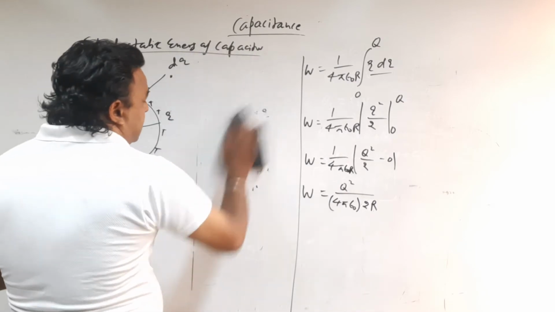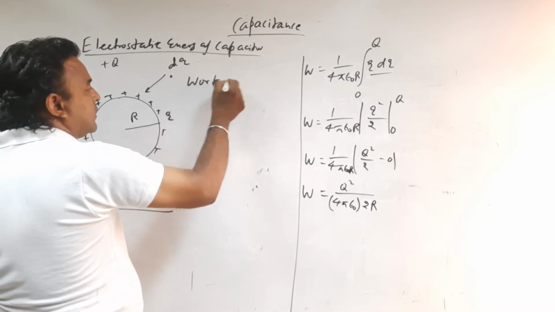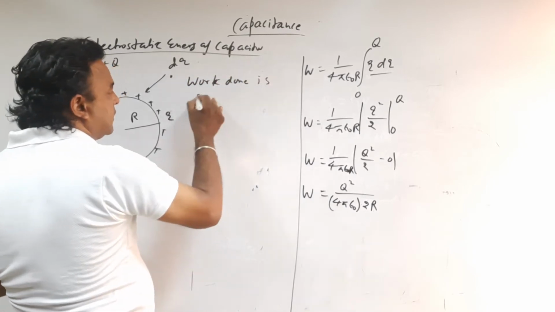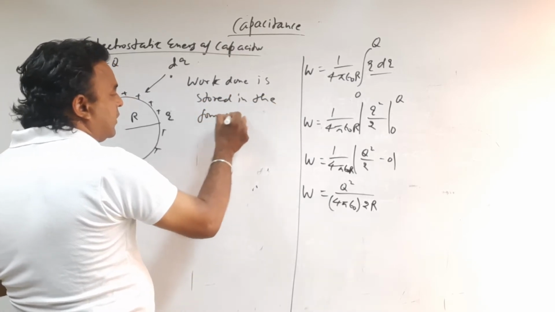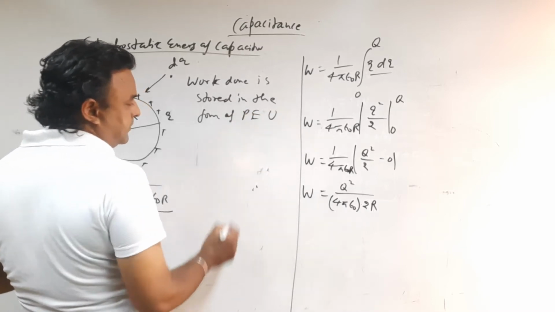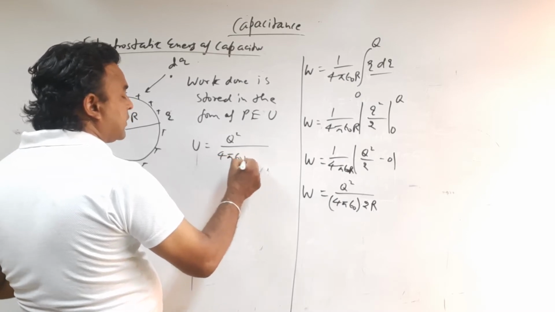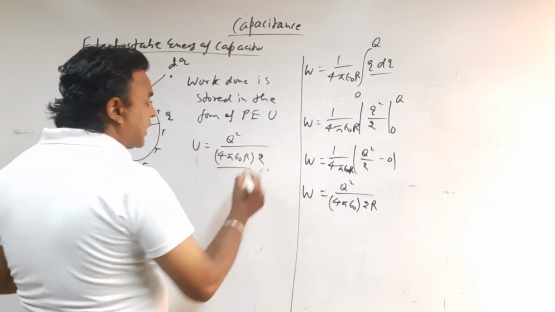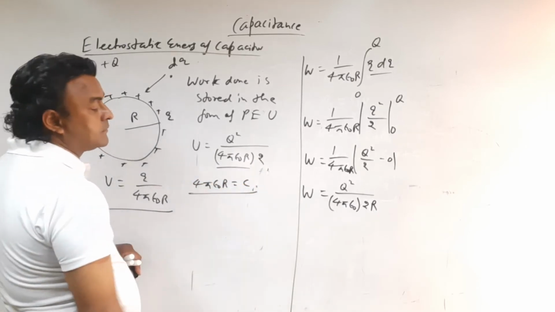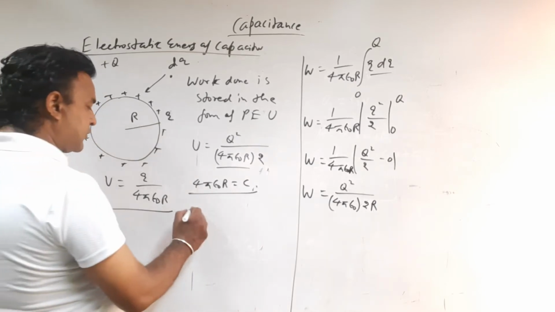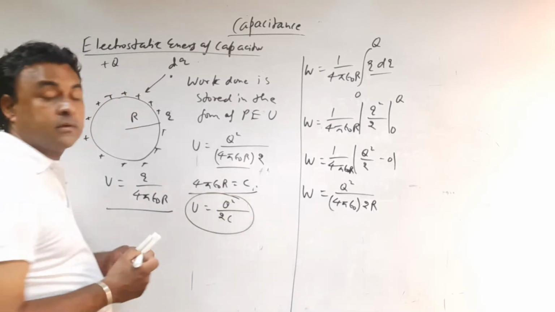Now I modify this formula a little bit. This work done is stored in the form of potential energy U. So I can write U equals Q square by 4 pi epsilon naught R into 2, and I hope you remember 4 pi epsilon naught R is what? It is C. So it becomes Q square by 2C. This is the formula.